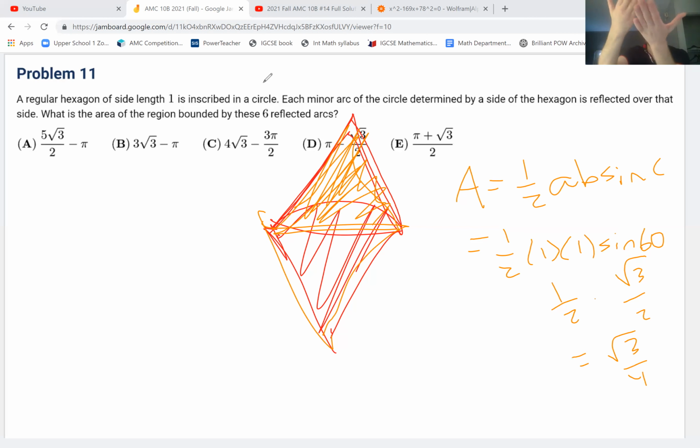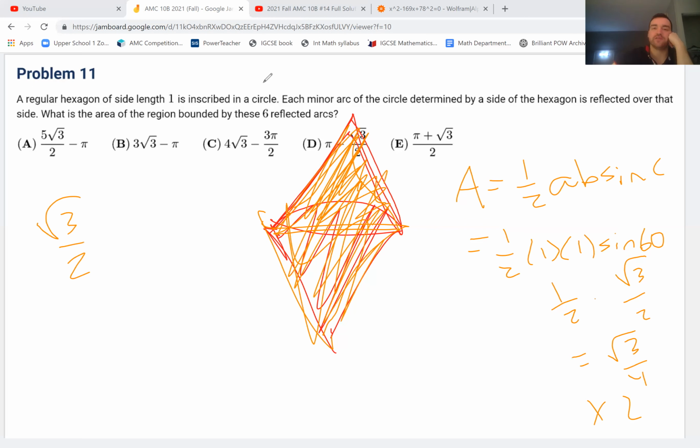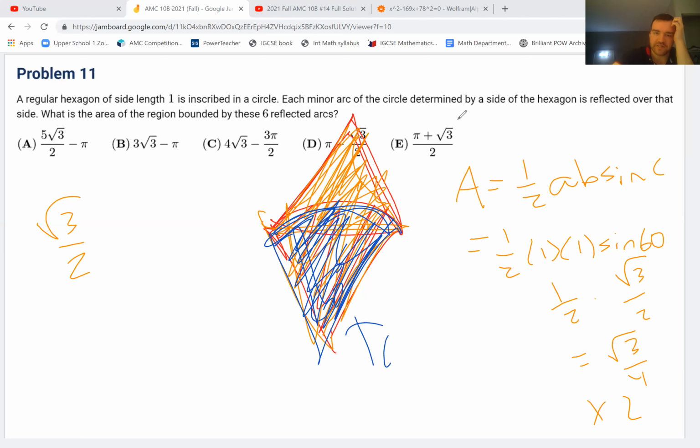Remember, we said, what happens if we double that triangle? We flip it over itself and create a diamond shape. Then we multiply this by 2 and we get square root 3 over 2. That would be the area of this large diamond shape. But then what we want to do is subtract the area of one of these sectors of the circle, the sector with an angle of 60 degrees. That angle is 60 degrees, which means it's 1/6 of the circle. So we're subtracting 1/6 pi r squared.